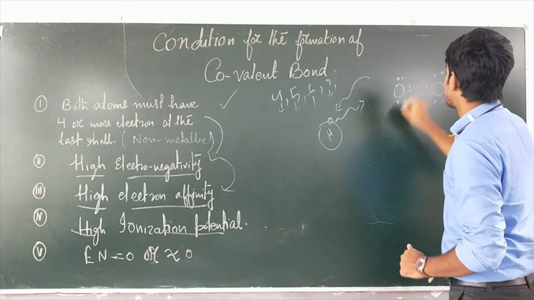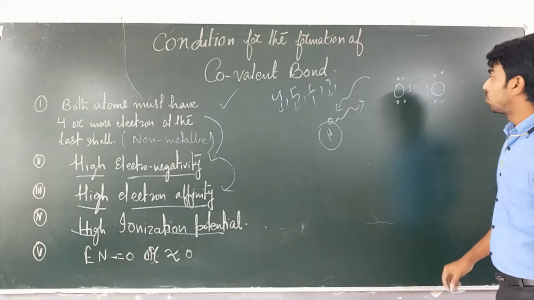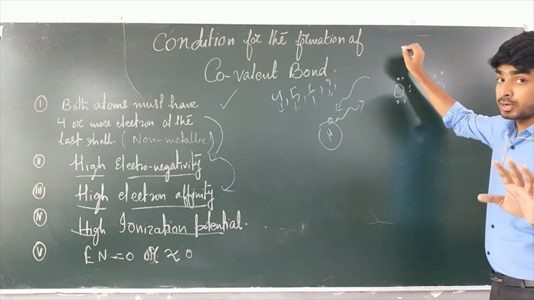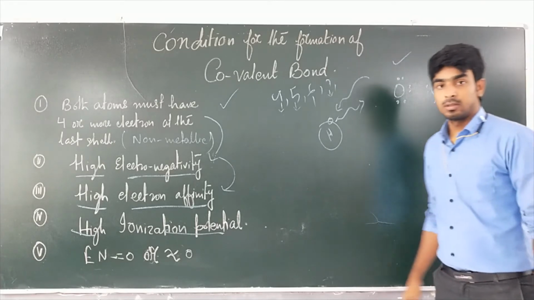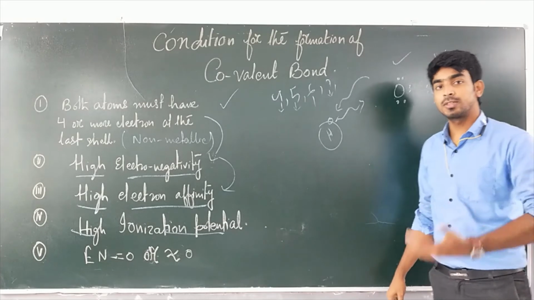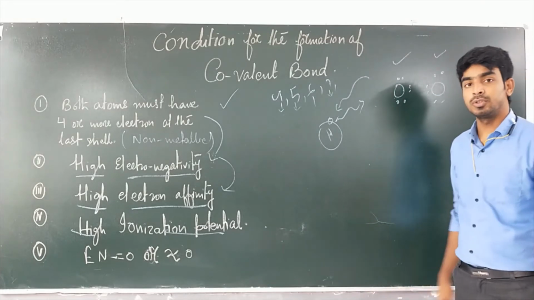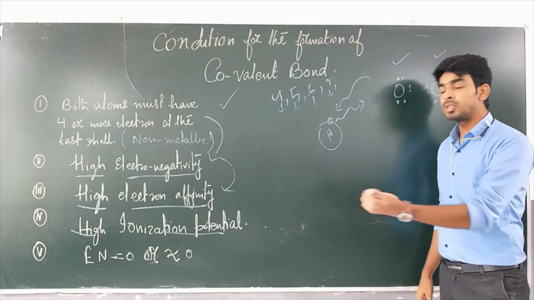It has 6 electrons in the last shell. So oxygen is so much electronegative. But what is happening when one oxygen comes in contact with another oxygen? Now what will happen? Both want to gain the electron.